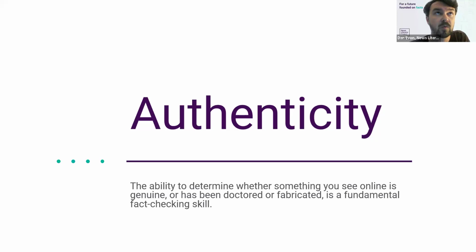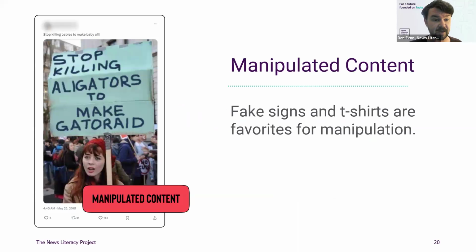So the false context claims deal with authentic media, which is one of the reasons why they're so convincing. But a lot of the stuff online is just either manipulated or straight up fabricated. So manipulated content is when we take a genuine photograph and we manipulate it. We add some digital alteration to it.